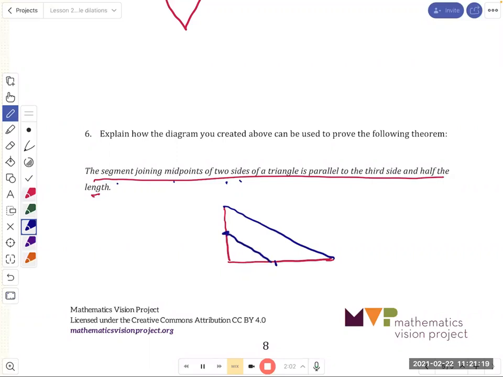It's parallel. So are they parallel? Okay. And is the relationship between these two also half? So we know that if this is a midpoint, then by definition, it's a 1-to-2 relationship. So is this a 1-to-2 relationship? And you can make the argument with similar triangles, I guess, as well.